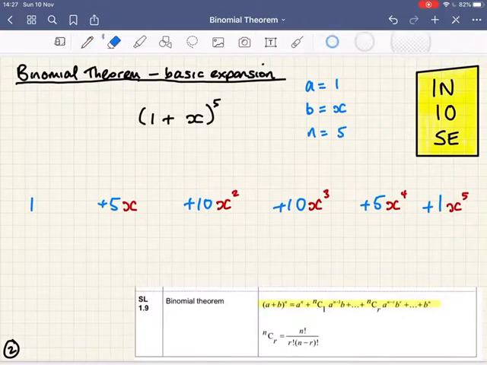And now, of course, I can get the eraser here and just get rid of the 1 at the end, because I don't want to write 1x to the power of 5. It doesn't look very professional. So that's your simplest case.